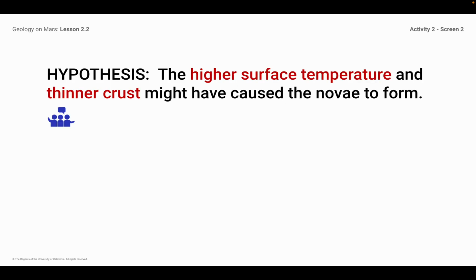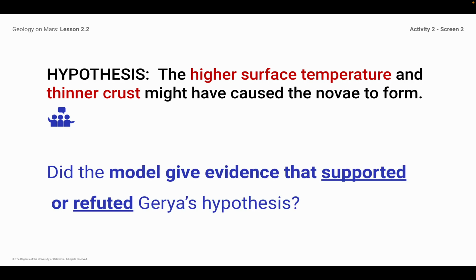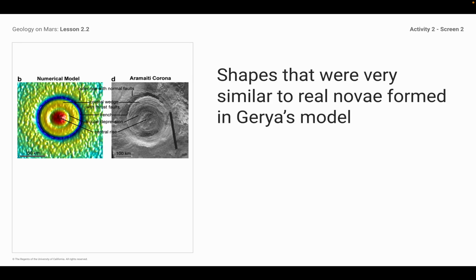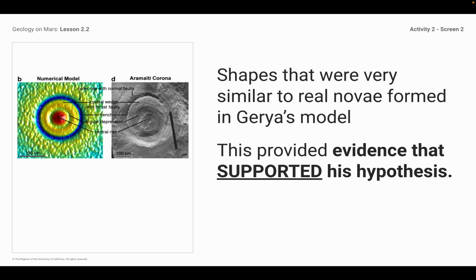So remember, the hypothesis was the higher surface temperature and thinner crust might have caused the novae to form. So did the model give evidence that supported or refuted Garia's hypothesis? Well, it turned out that his computer model looked exactly like the novae that were on Venus. And so those shapes were really similar to the real ones, which meant that it provided the evidence that supported his hypothesis. In other words, he could use the model as evidence.